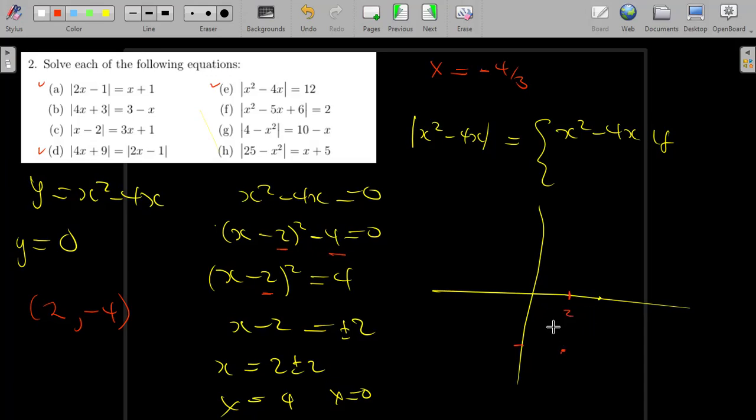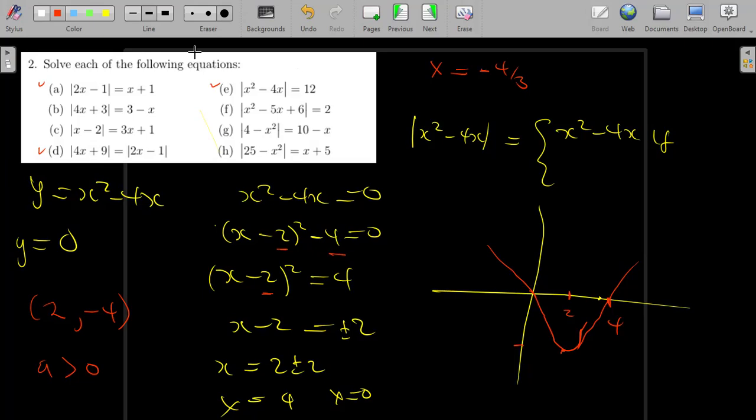But where is this graph facing, first of all? It's going to face upwards, since a is greater than 0. It passes through 0, since y and x are 0 as the intercept. You pass through there, it will come to a turning point there, and it will go up this way, pardon my sketch, like that. And this is the other intercept, which is 4. So you get it like this.